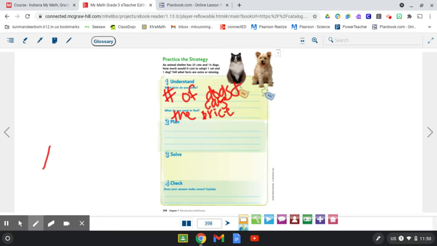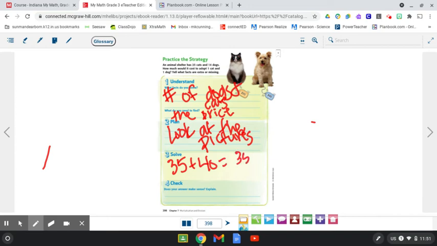All right. Now, what's our plan? We're going to check. We're going to look at the pictures, okay? And what does the picture tell us? That a cat is $35 and a dog is $40. So we're going to solve it. So we're going to add 35 plus 40, which equals what? I'm going to write it like this, because this is the way we should be solving these problems. It equals 75. Does our answer make sense?